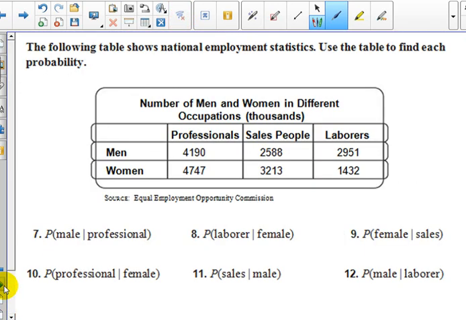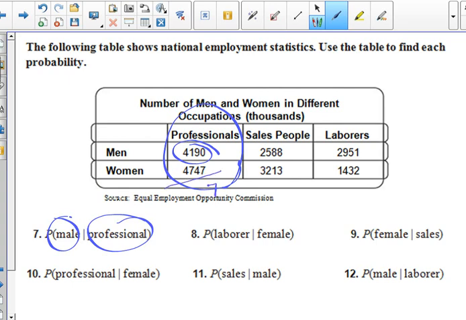Let's look at your last homework here on number 7, 8, 9, 10, 11, 12. I want you to work these real quick. Let's work the first one together, 7. It says the following table shows national employment statistics. Use the table to find each probability. So males, given that they're all professional. So given that they're all professional, then we're going to total up all the professionals. And then the males of those is your numerator. Right? So total these up.